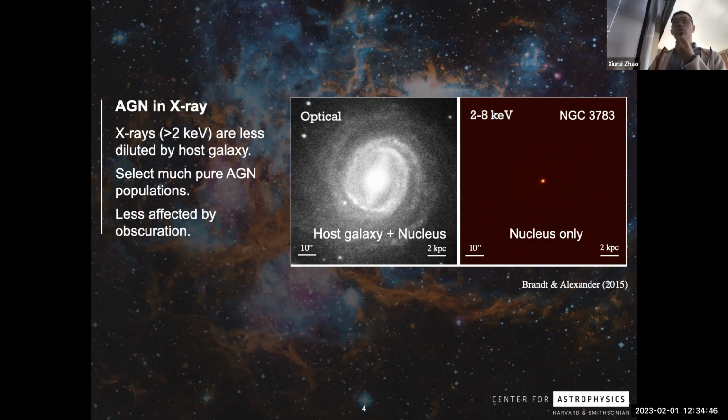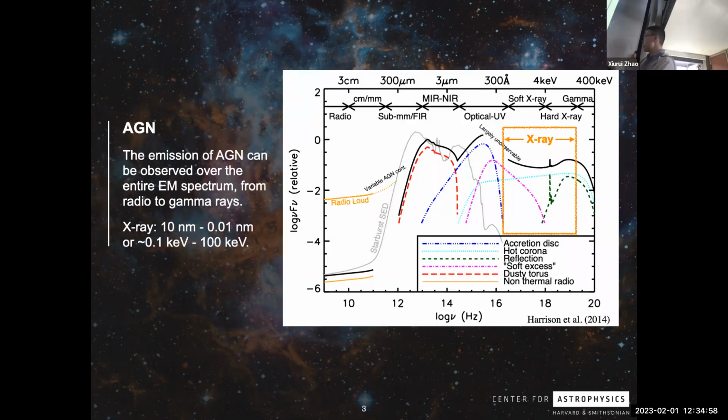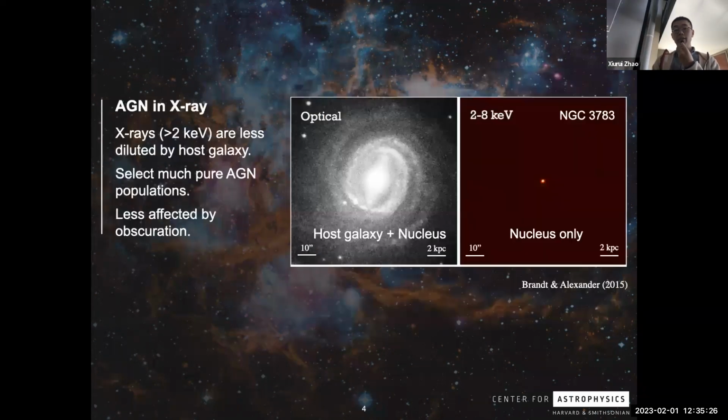Also, X-ray will select much purer AGN samples or populations than other wavelengths, especially the optical. For example, let's go back to this figure, the SED. In this figure, the author also plots the starburst galaxy SED as the gray line. You can clearly see that it's difficult for a starburst or star-forming galaxy to produce X-ray emission, or their X-ray emission doesn't dominate their SED. So the X-ray band can select much purer AGN from this perspective.